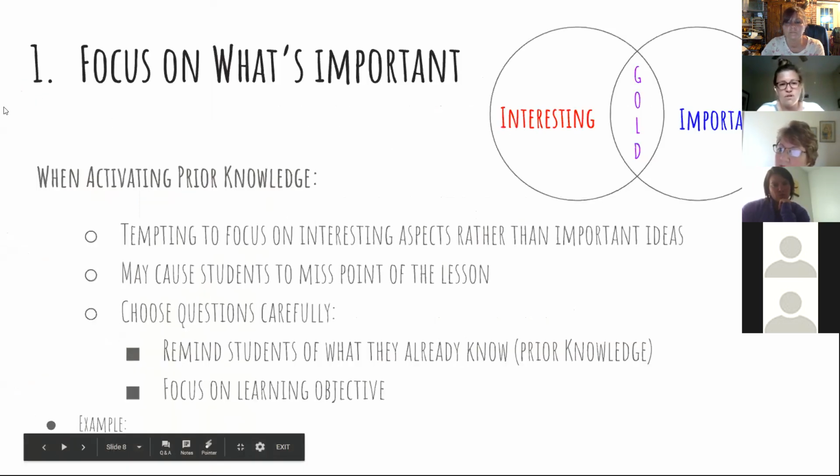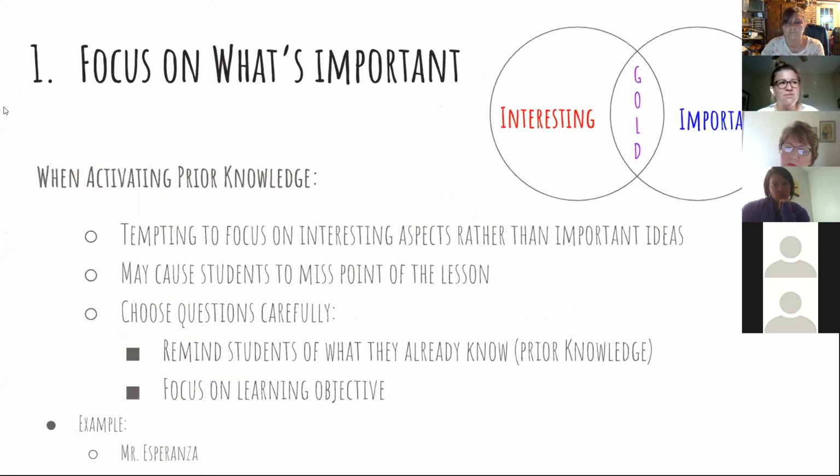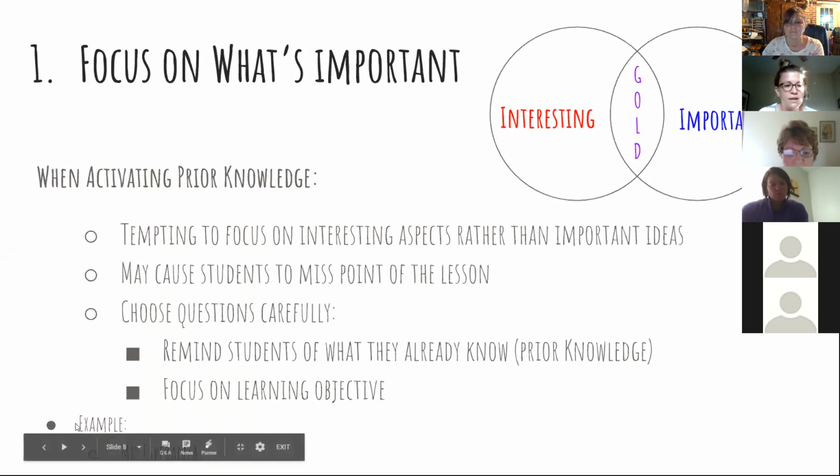So the first was to focus on what's important. It can be tempting when you're trying to activate prior knowledge to think about what will be most interesting or catchy and stray from the learning objectives. I know that I have done that at times. So this section was really emphasizing that we need to choose our questions carefully, based on what prior knowledge we want to activate and what our learning objective is. And if we can find a way to combine the interesting and the important and keep it focused, then that's the sweet spot.